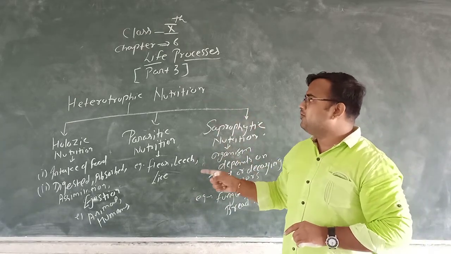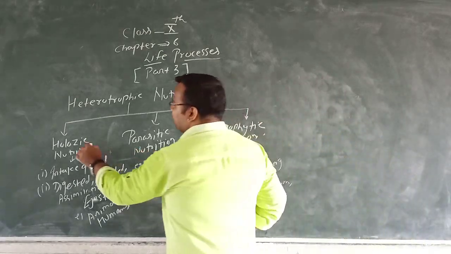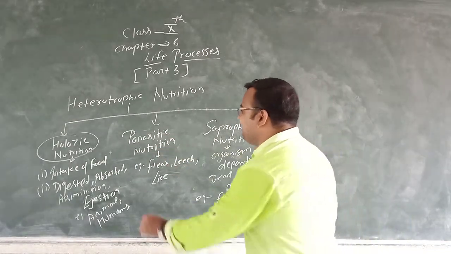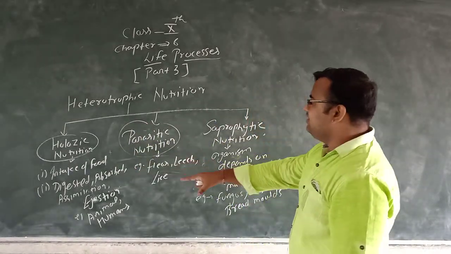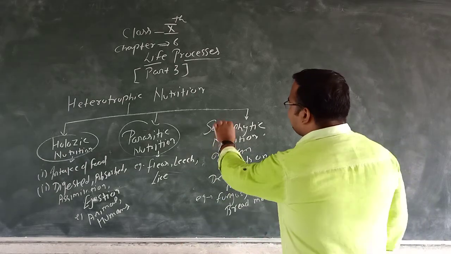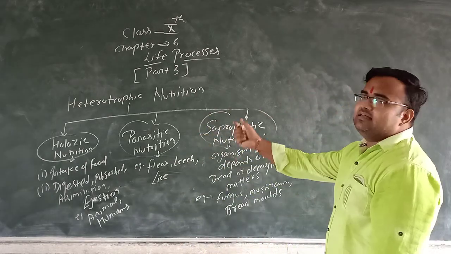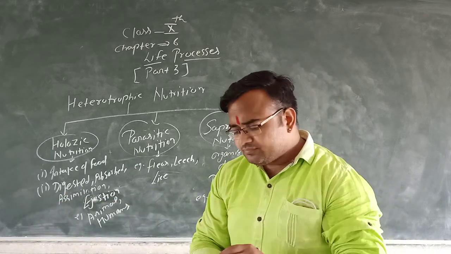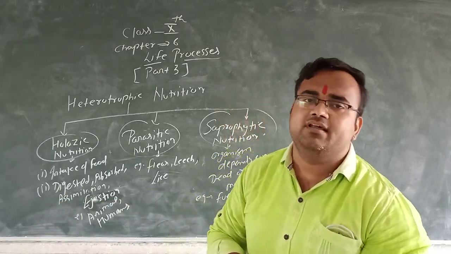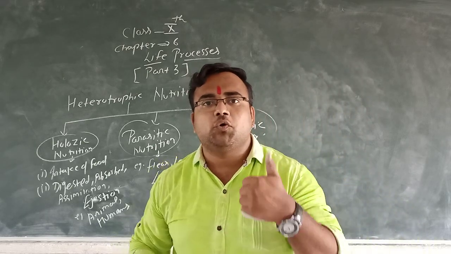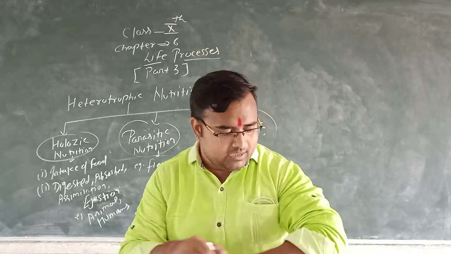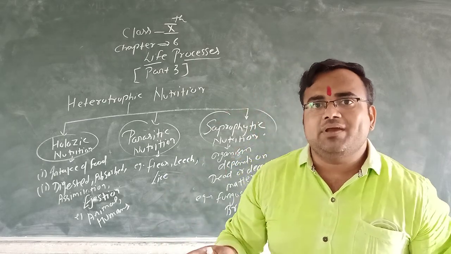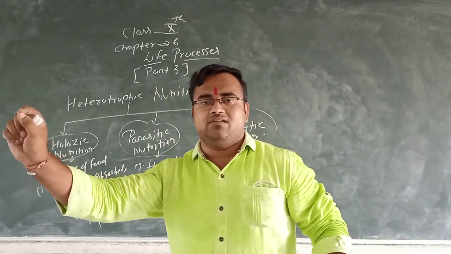So the heterotrophic mode of nutrition is divided into holozoic, animals and human beings; parasitic, fleas, leech, lice; and saprophytic, where the organism depends on dead or decaying matter. Clear? See, here we have finished the types of nutrition, that is autotrophic and heterotrophic. Now we'll see the next topic, that is the human digestive system.